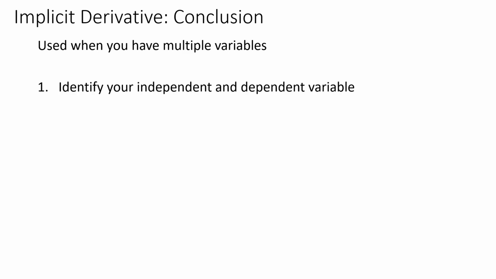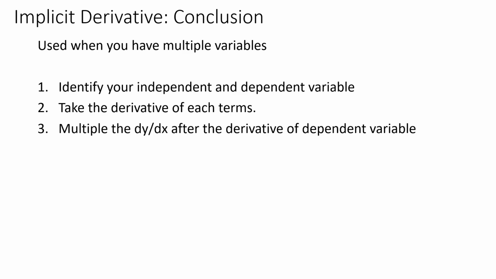So as a conclusion, implicit is used when you have multiple variables. And to solve for the implicit, you will follow these steps. First, identify your independent and dependent variable. Take the derivative of each term. Multiply the dy over dx after the derivative of the dependent variable. And then solve for dy over dx.